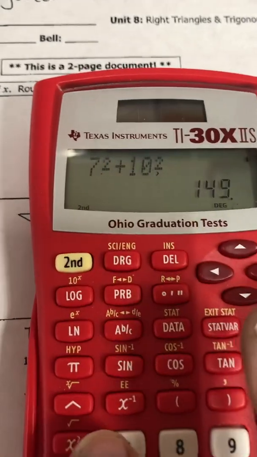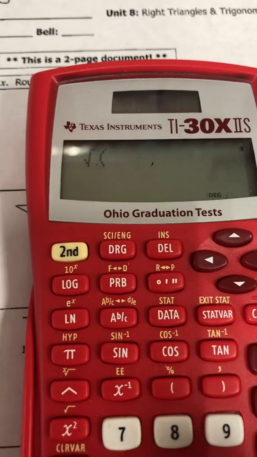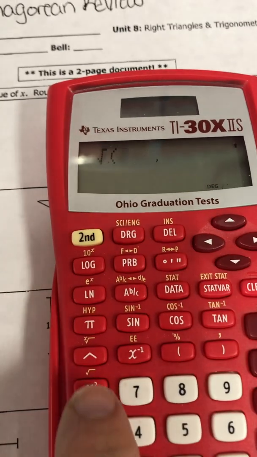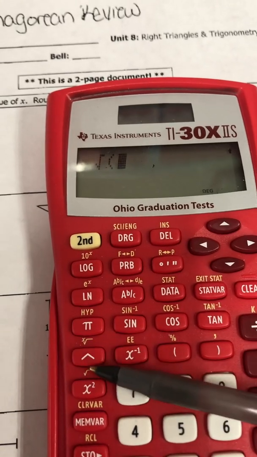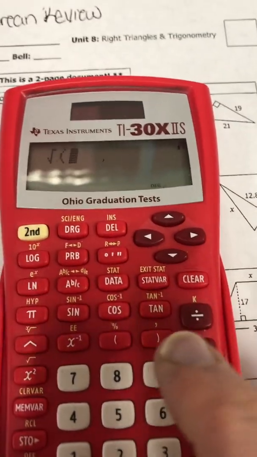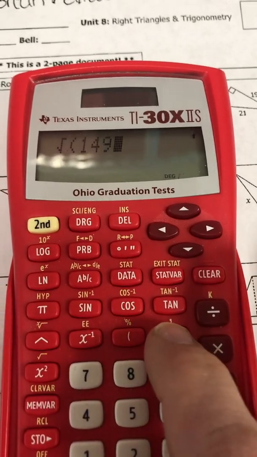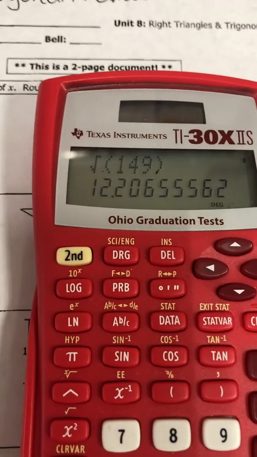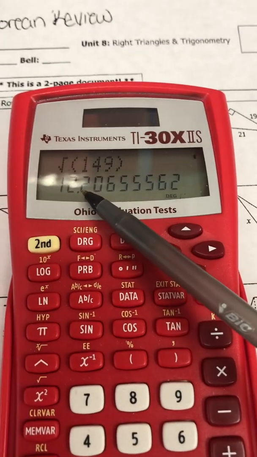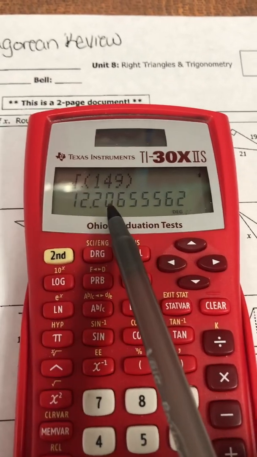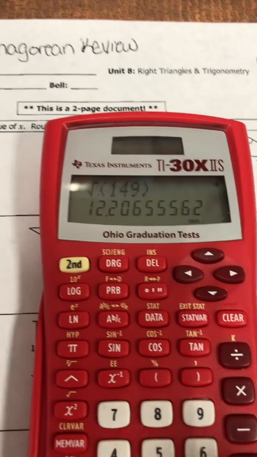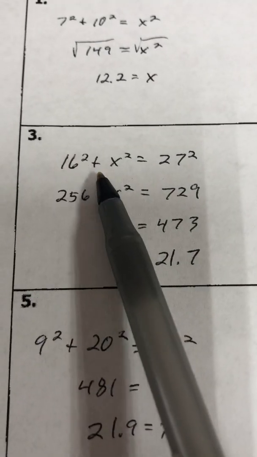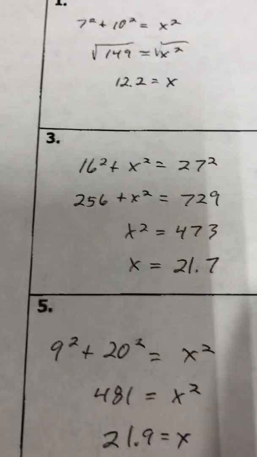I'm going to hit second, and I'm going to hit this button right here, the x squared. You see that little square root there? That's what we're doing. So second gives me whatever operation is above the button. And I'm going to go with 149. You don't have to hit the back parentheses, or you can. It's up to you. You'll get the same answer. And that's how I got the 12.2. Rounding to the nearest tenths, the direction said. So there's a 0 after that 2, so that 2 stays the same. So it's 12.2.